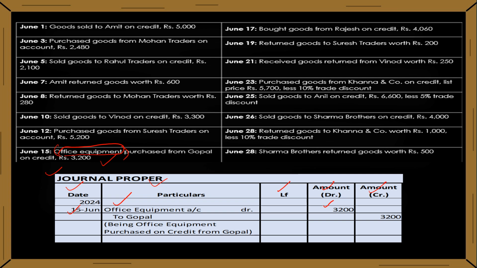From Gopal on credit. So Gopal is our creditor. When the liability increases, we have to credit the liability. So Gopal has to be credited, to Gopal on the credit side rupees 3,200. Narration is mandatory for any journal. So the narration is being office equipment purchased on credit from Gopal.